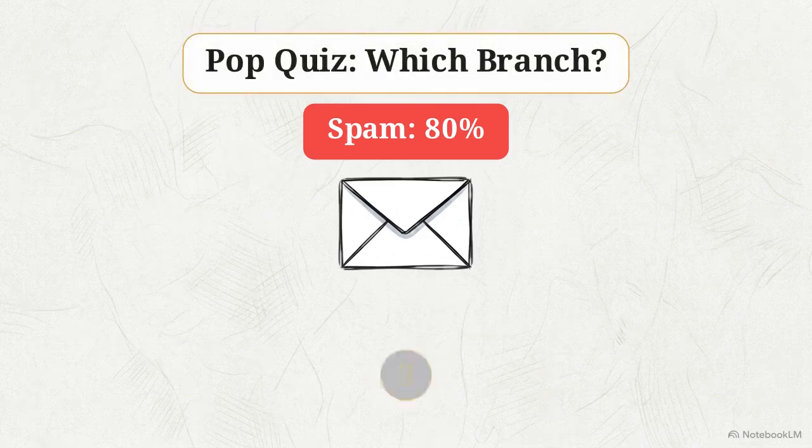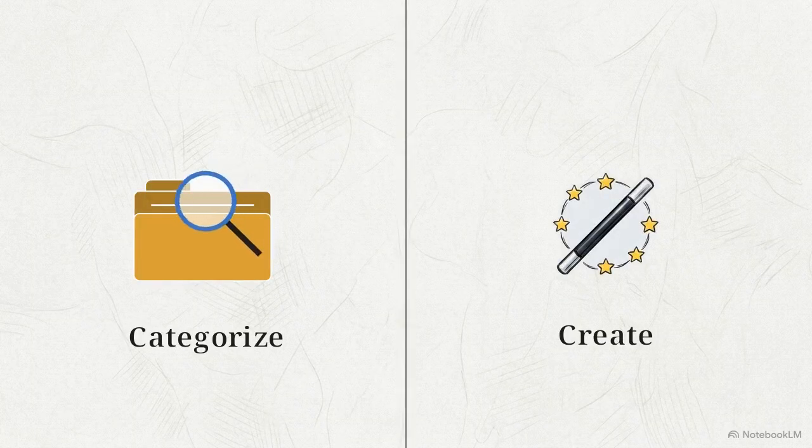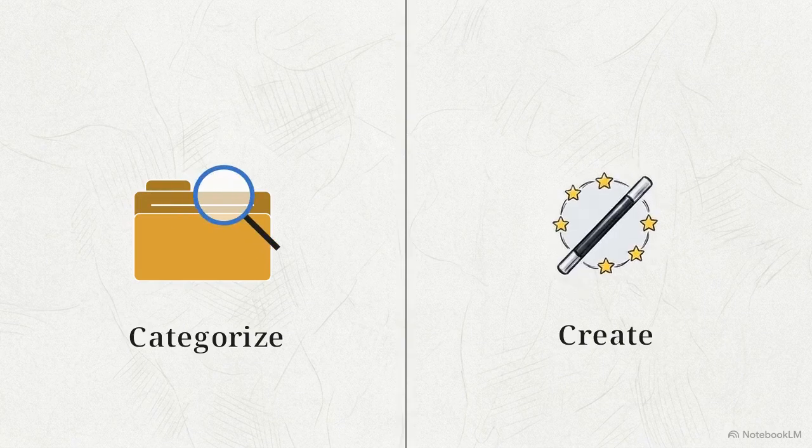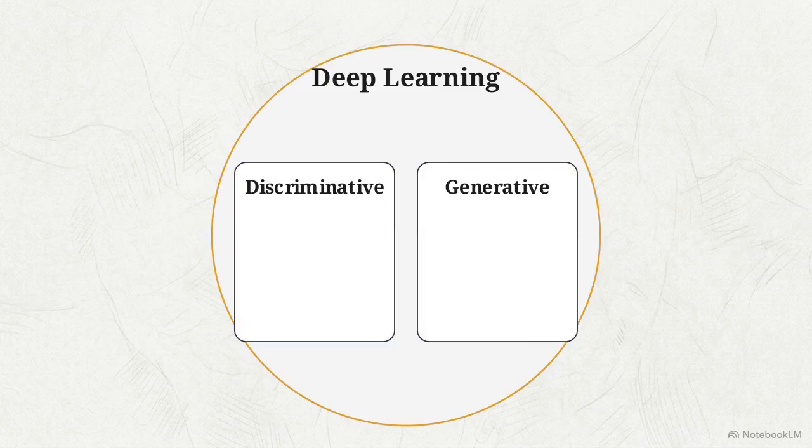Let's test this. If an AI tool scans your inbox and outputs an 80% probability of spam, which branch is it using? It is a discriminative model. Here is the rule. If the output is a number, a probability, or a classification tag, it is not generative AI. Knowing whether an algorithm categorizes old data or creates new media lets you instantly identify the underlying architecture of any tool you encounter. Now look at how this all maps out.